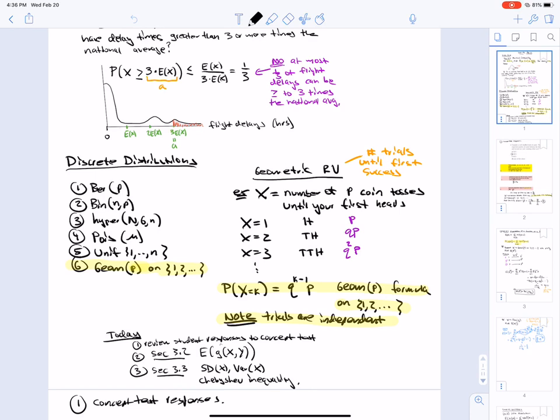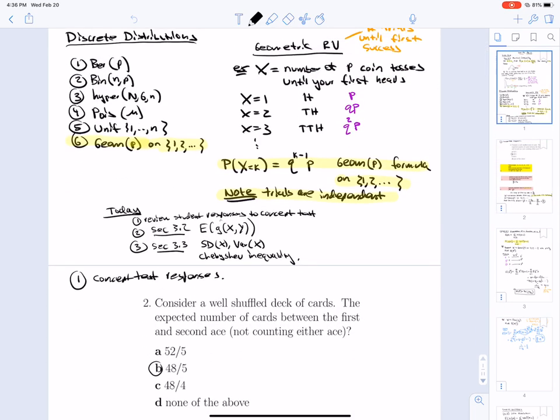And so if x is 1, you would get a head right away with probability p. If x is 2, it means you get a tail and then a head with probability qp. If it is 3, then it's tail, tail, heads with probability q squared p. So the geometric formula on 1, 2, and so on is q to the k minus 1 times p. And here it's important to understand that for geometric, every trial is independent. So we have coin tosses here.